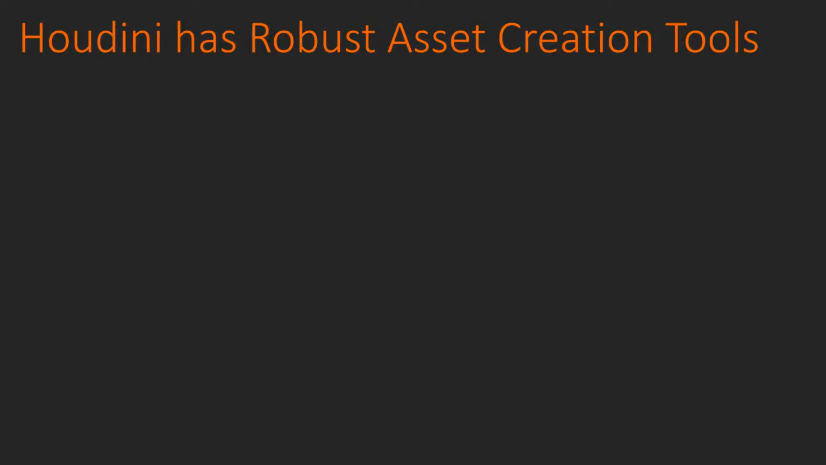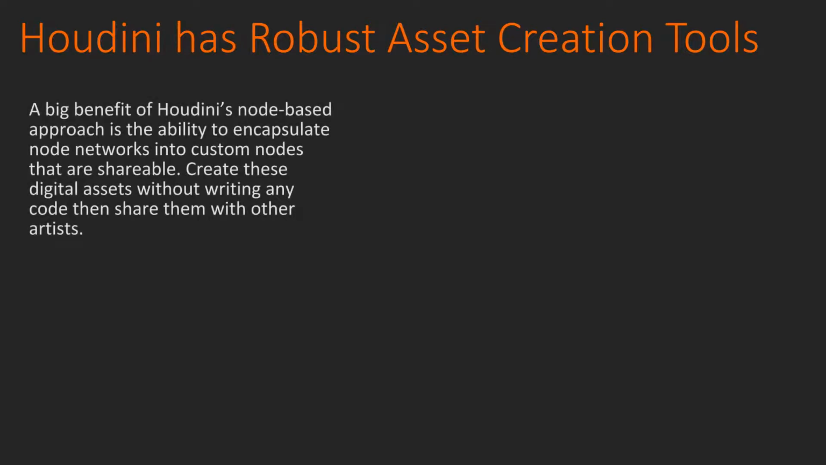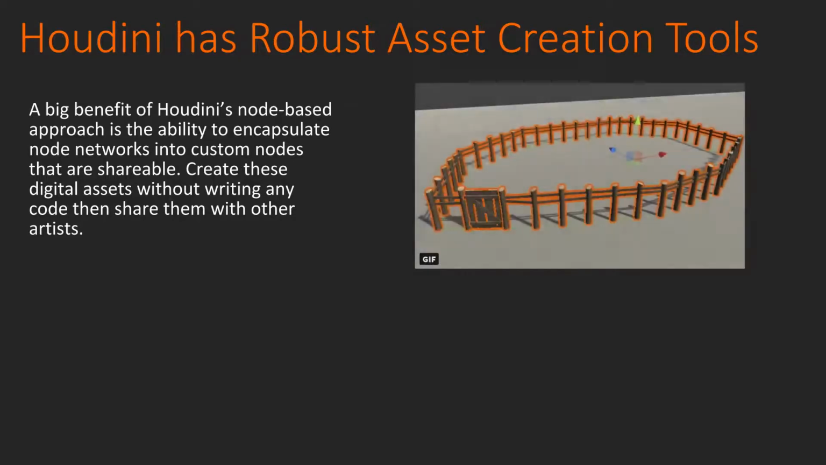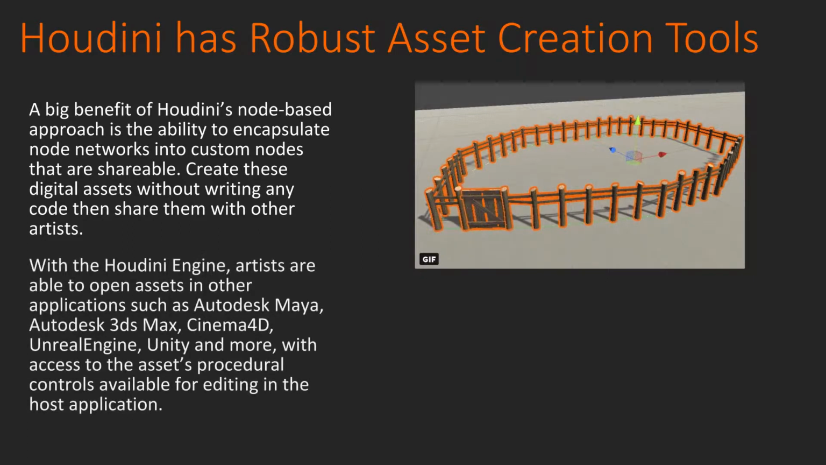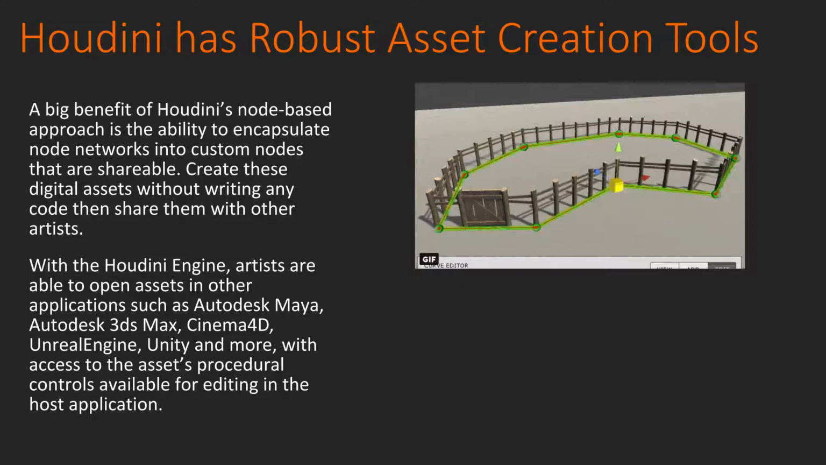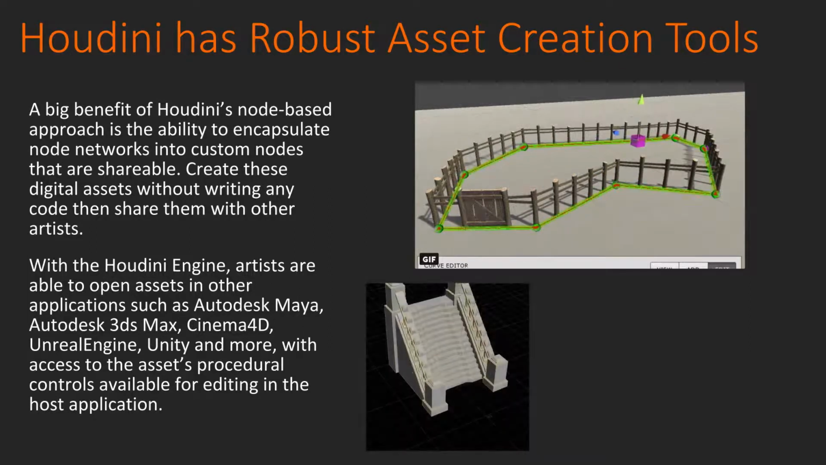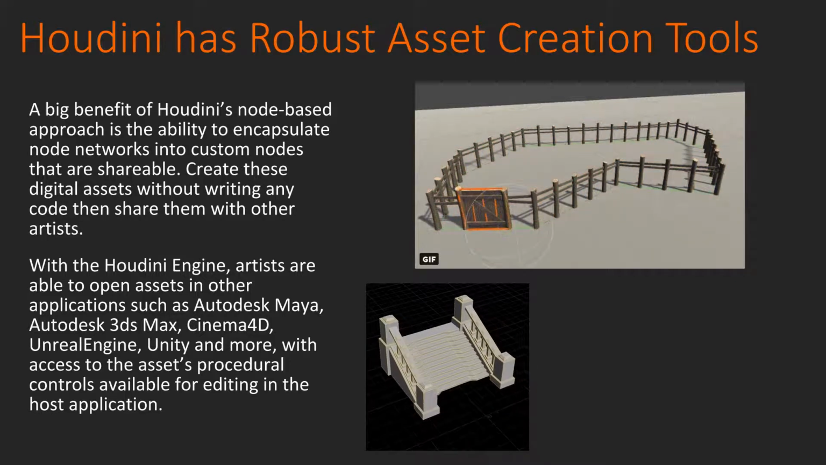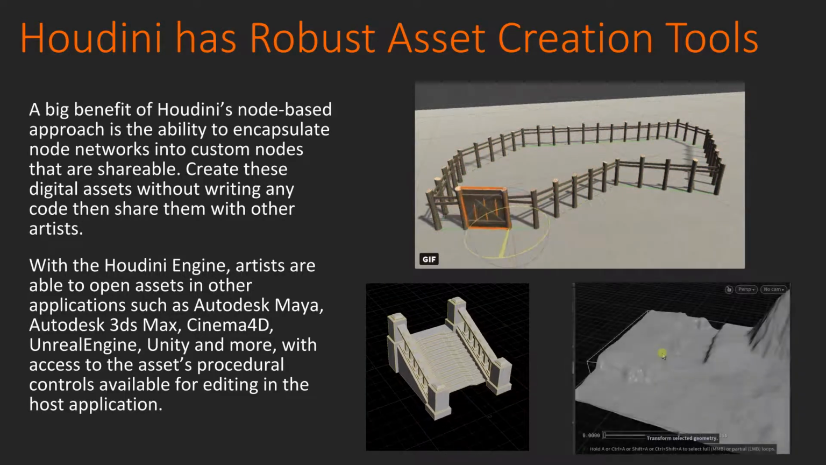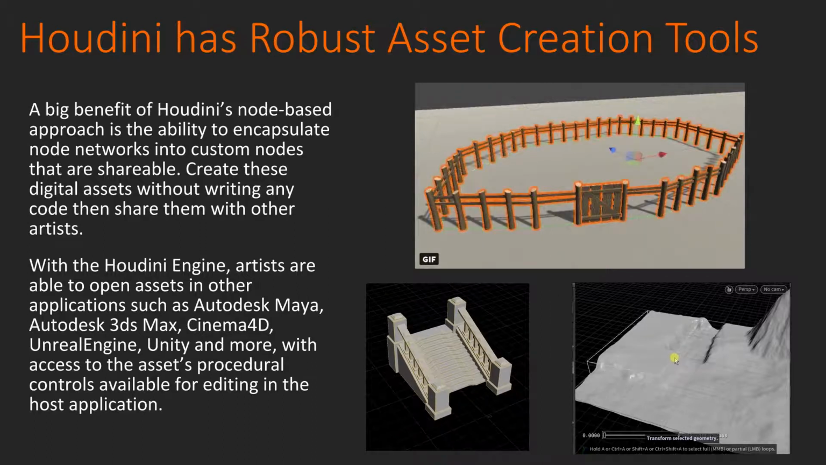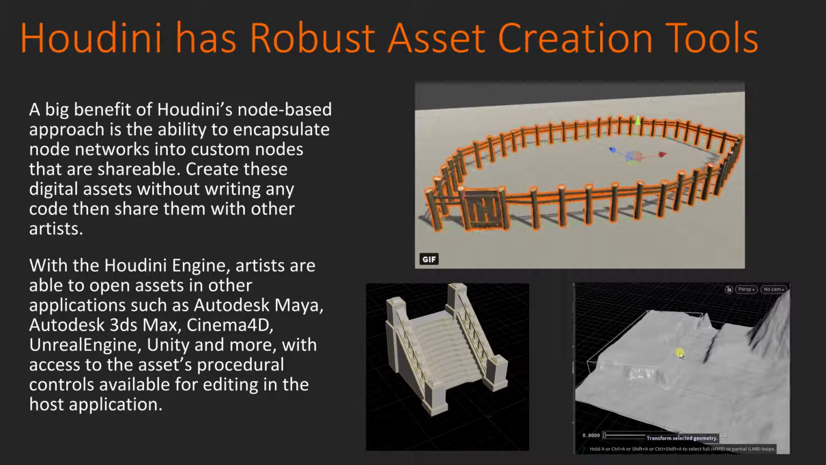Houdini has robust asset creation tools. A big benefit of Houdini's node-based approach is the ability to encapsulate node networks into custom nodes that are shareable. Create these digital assets without writing any code, then share them with other artists. With the Houdini engine, artists are able to open assets in other applications such as Autodesk Maya, Autodesk 3ds Max, Cinema 4D, Unreal Engine, Unity and more, with access to the asset's procedural controls available for editing in the host application.